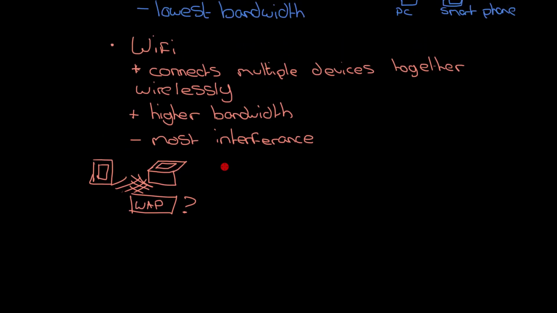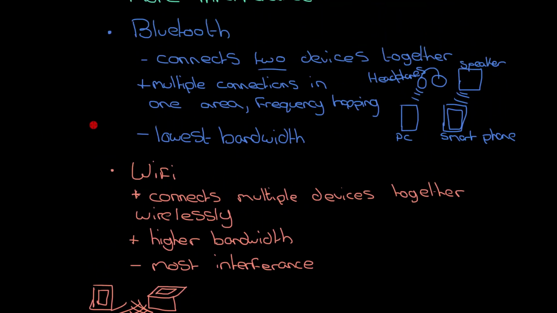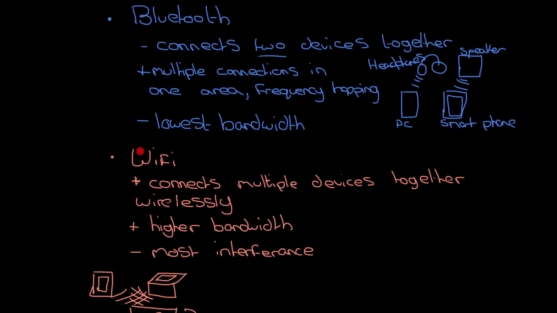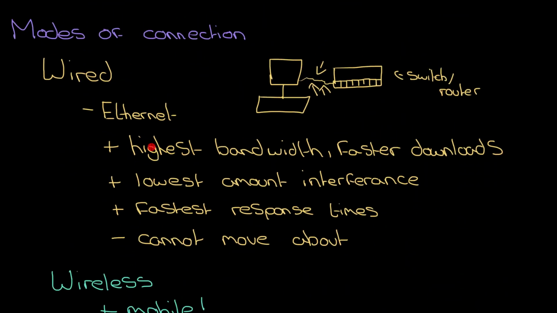So which one you pick really depends on the situation. If you need to be able to move about, then you're really talking about wireless. And then if you're dealing with more than one device, then you have to use Wi-Fi. Otherwise, Bluetooth is an option. But then if you don't need to move about, you might want to consider using an Ethernet cable, particularly if you're just wanting the fastest possible way to download a file or the fastest response times for playing games. And there are the different ways of connecting to a network.